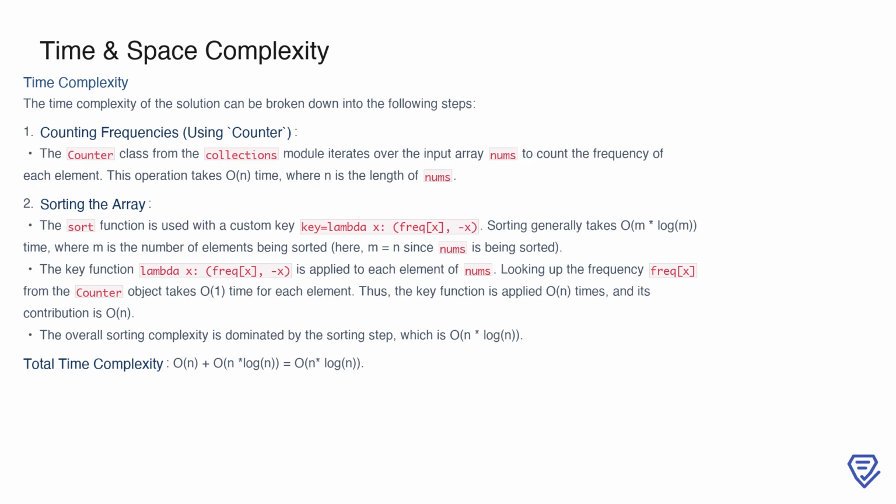The sorting process involves comparing elements based on a custom key, a tuple consisting of their frequency and their negative value. The overall sorting operation takes O(n log n) time, as sorting dominates the contribution of the key function, which itself runs in O(1) time per element. When we combine these steps, the total time complexity becomes O(n) for counting plus O(n log n) for sorting, resulting in an overall time complexity of O(n log n).